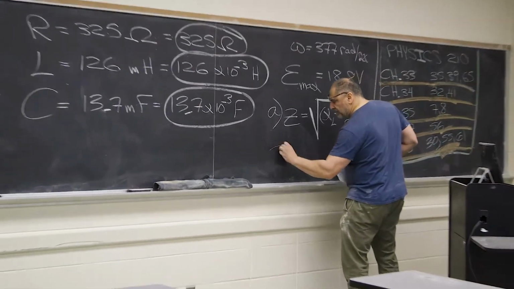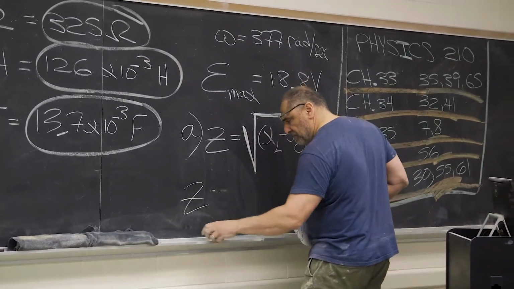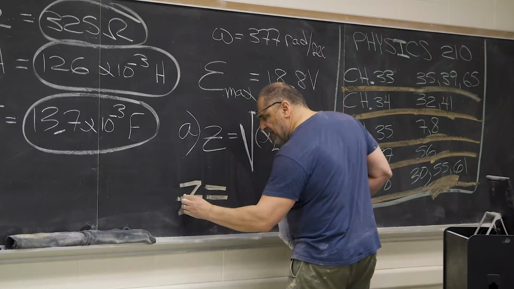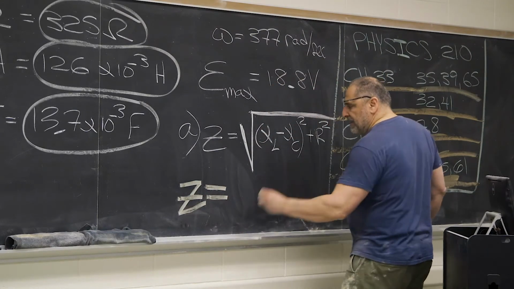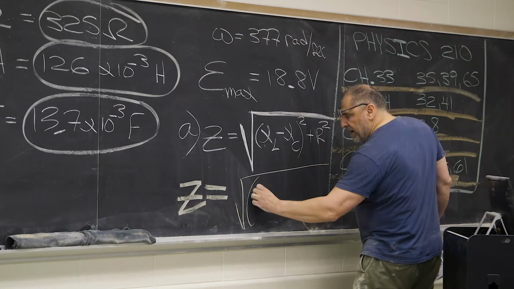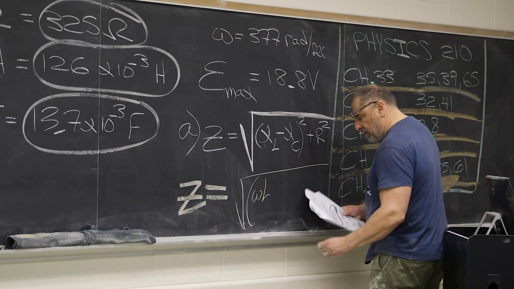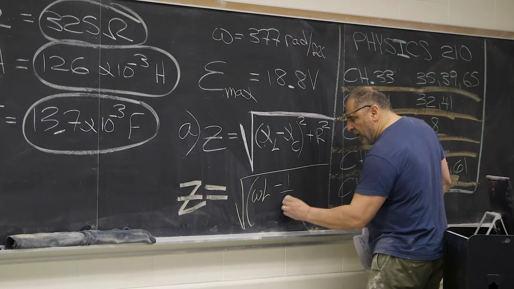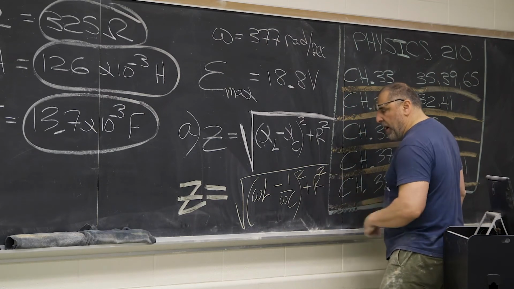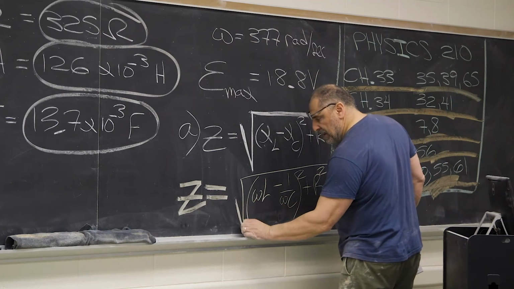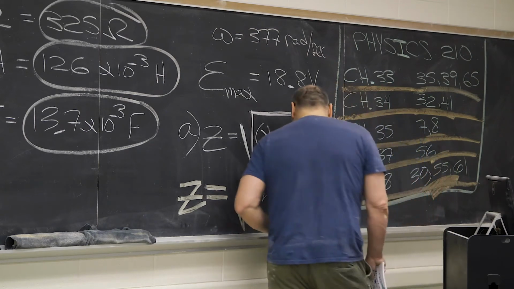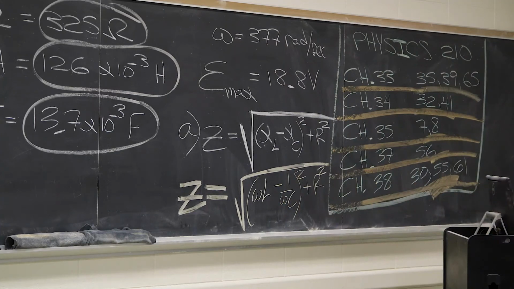The way this can get written now is you've got to remember who's who. XL is omega L. XC is 1 over omega C. You're squaring that. And then you're squaring the R. So it's looking something like that.